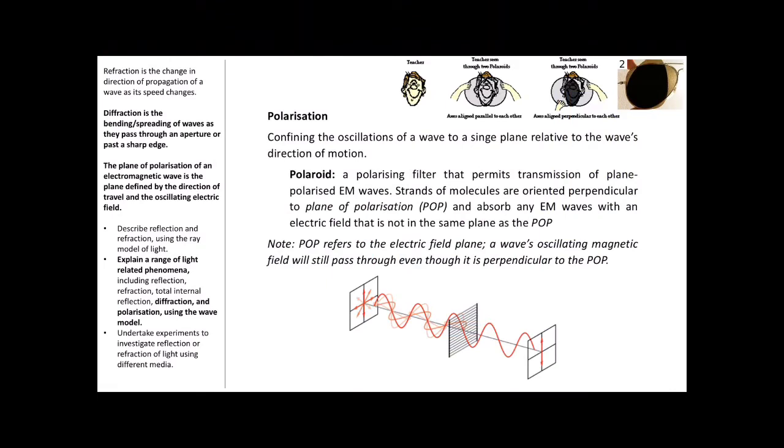So now we'll have a look at polarisation, and polarisation is the confining of oscillations of a wave to a single plane relative to the wave's direction of motion, and this is how Polaroid sunglasses work. A Polaroid is a polarising filter that permits transmission of plane polarised electromagnetic waves, and they consist of strands of molecules that are oriented perpendicular to the plane of polarisation, and they absorb any electromagnetic waves with an electric field orientation that is not the same as the plane of polarisation.